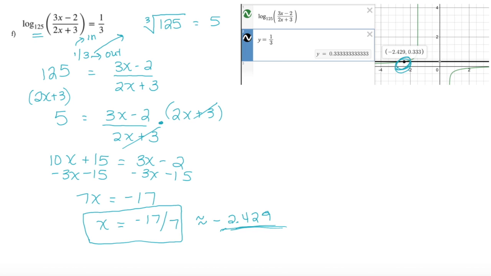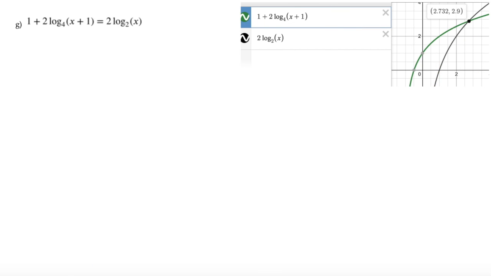Our next example, you'll notice on slide 7, I have 1 plus 2 times log base 4 of x plus 1 equal to 2 times log base 2 of x. We have a problem, a big one. Our bases are not the same. And we know that they need to be the same in order to do anything with them. The first thing I'm going to do is subtract 2 log base 4 so I get all of my logarithms on one side. I'll now have 1 is equal to 2 log base 2 of x minus 2 times log base 4 of x plus 1.